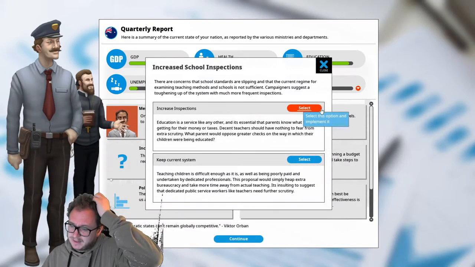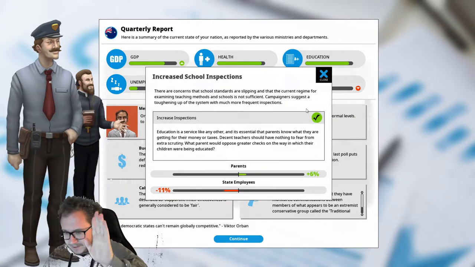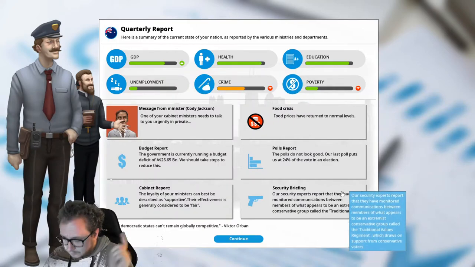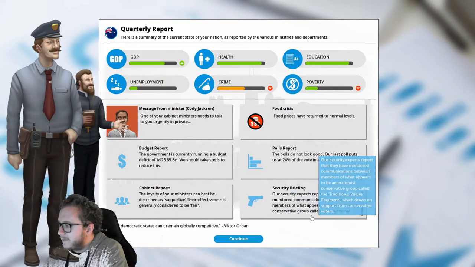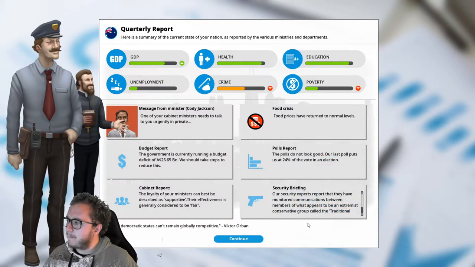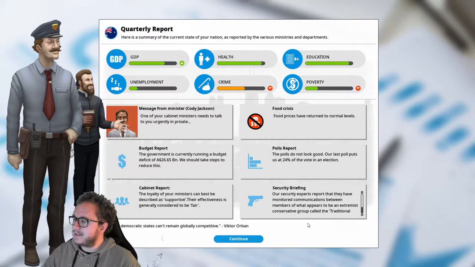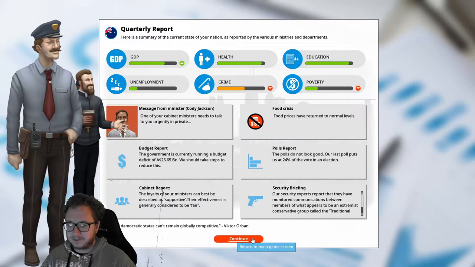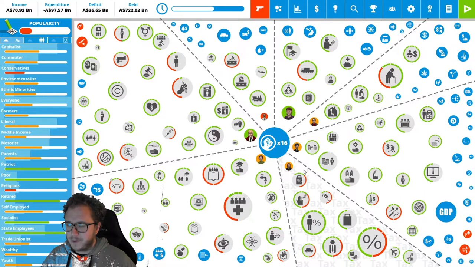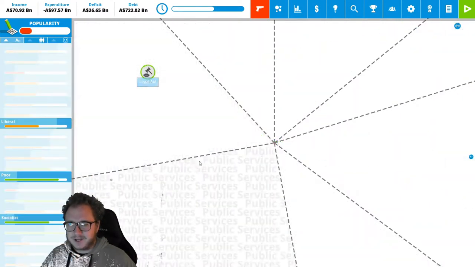Yeah, let's increase it. I know state employees don't like that, but in return, they will be making more money by the time my government has finished with them. That sounds really bad. You know what I mean?